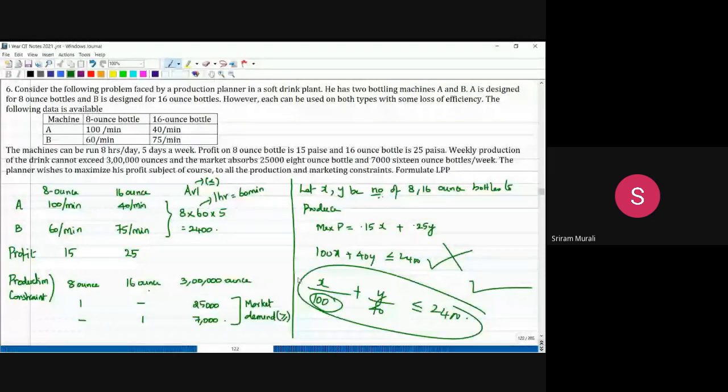Yes, sir. Without loss of efficiency, we want to decide where to produce more. Production should be more. Also, profit must be maximized with the minimum availability.